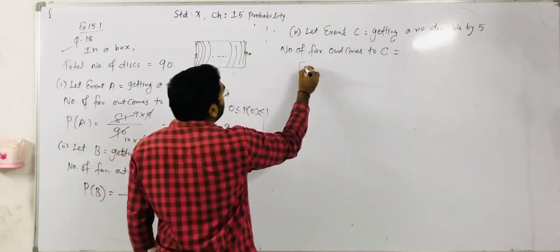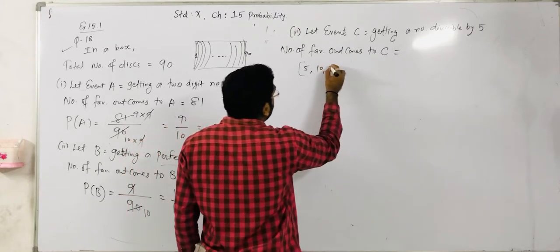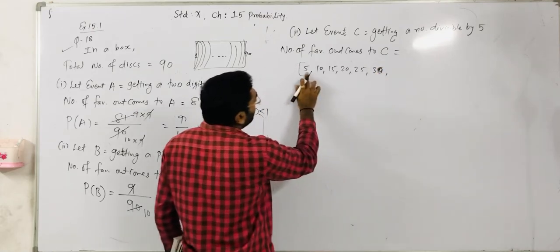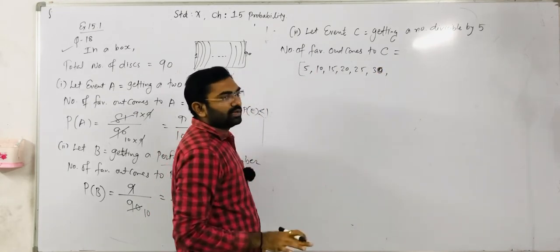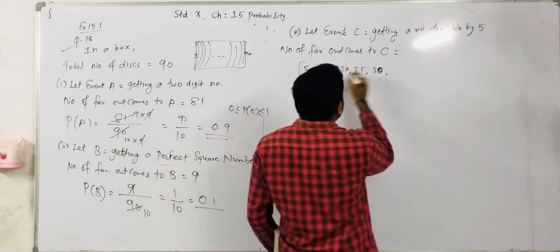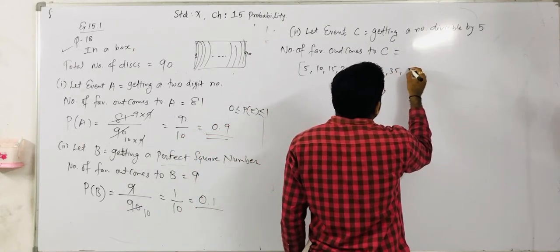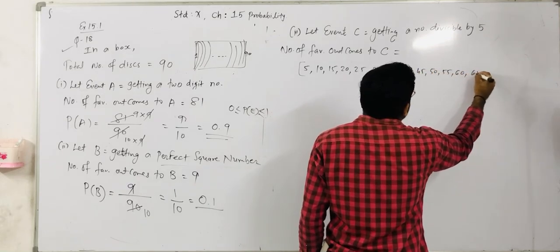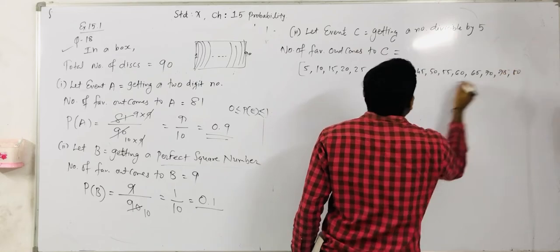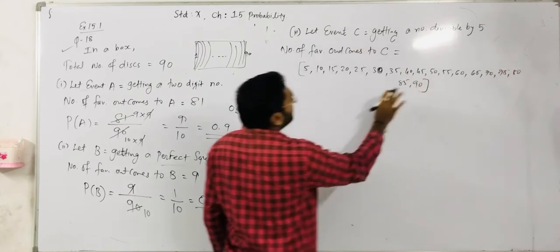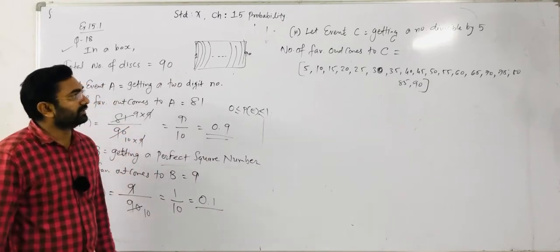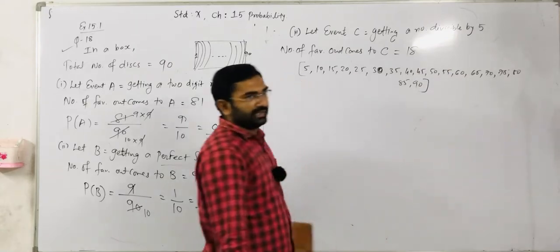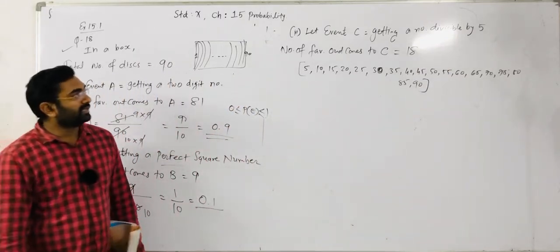From 1, the first number is 5, divisible by 5, then 10, 15, 20, 25, 30. As I told you, the unit place digit is 5 or 0, so all these numbers are divisible by 5. So we have to write all these numbers: 35, 40, 45, 50, 55, 60, 65, 70, 75, 80, 85, 90. Up to 90 is given, so that's why we write up to 90. Now if you count all these, you will get 18. So 18 numbers are there.